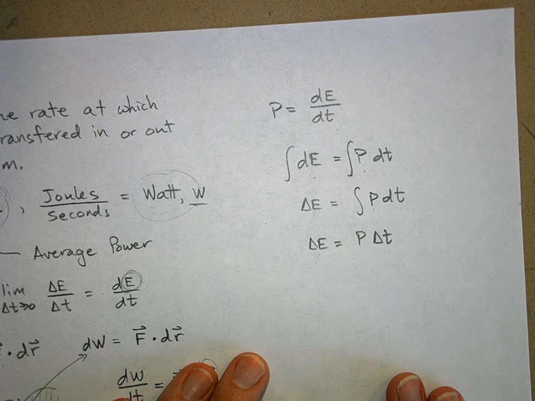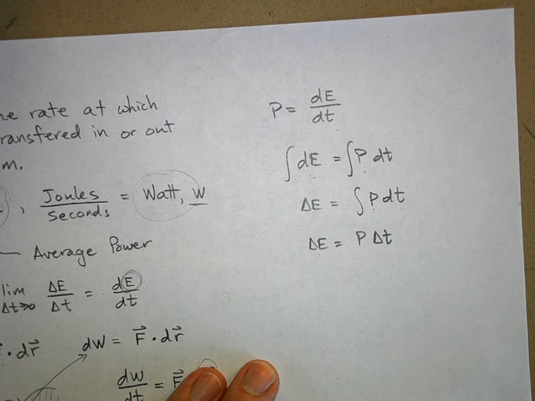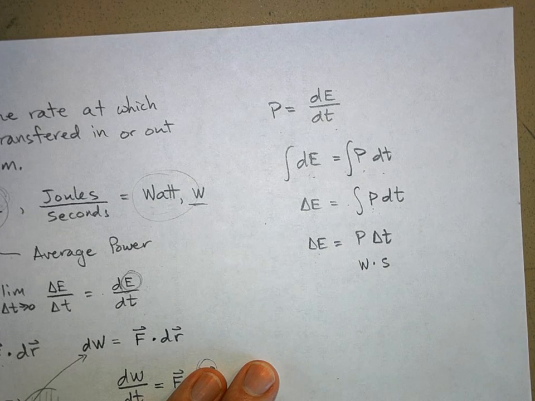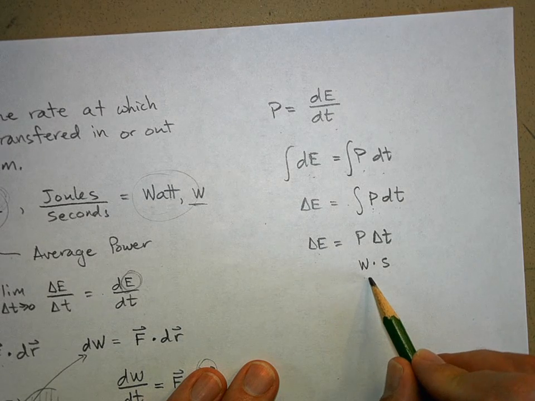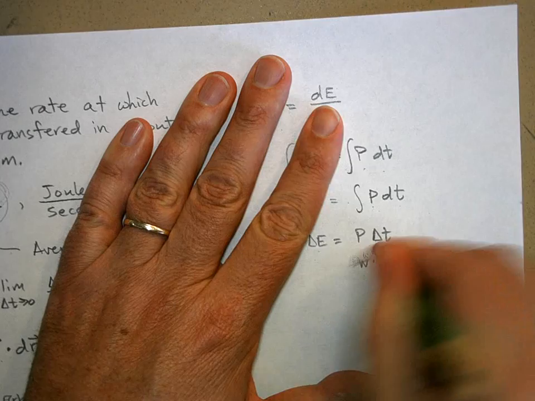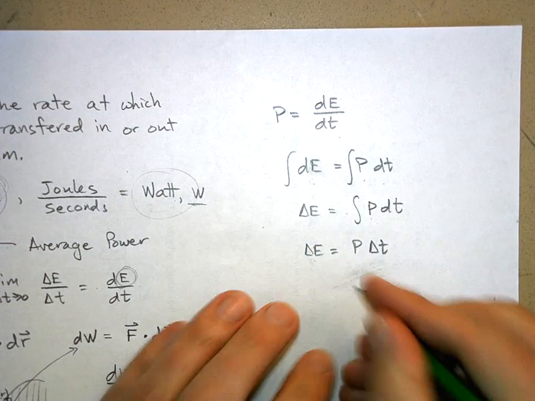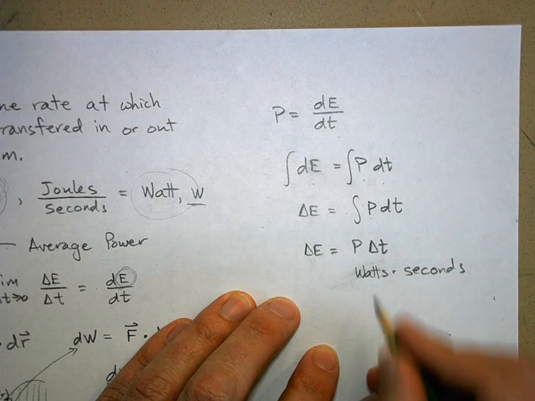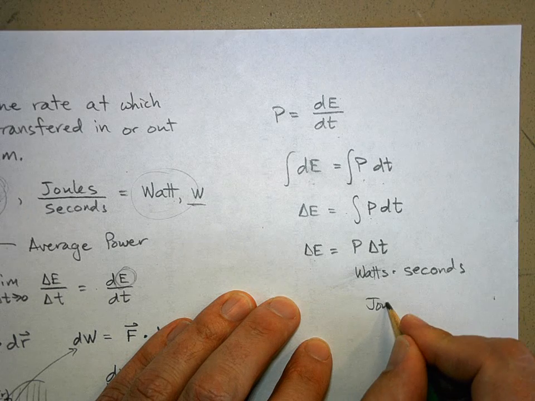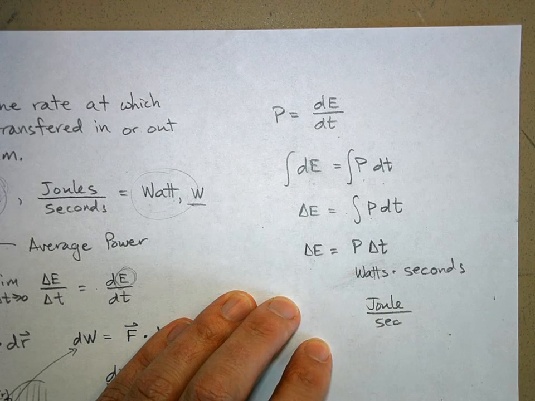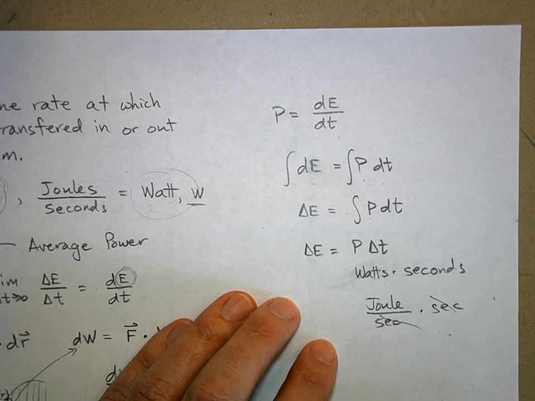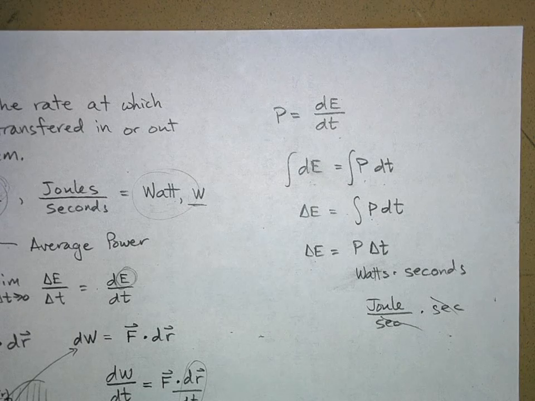Now, this makes sense. Let's take a look at units here. This is in watts times seconds. Maybe I'll write it out because you guys are just getting used to this. So watts times seconds. Well, what is a watt? A watt is a joule per second, times a second, right? So this will cancel and you get joules. So the units make sense. But let me show you one last thing before we are done here.